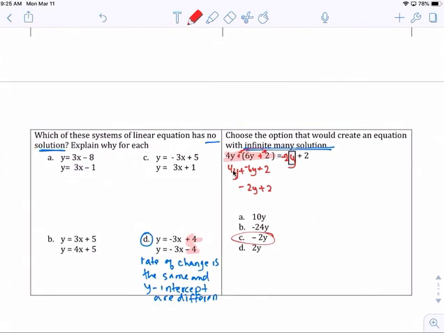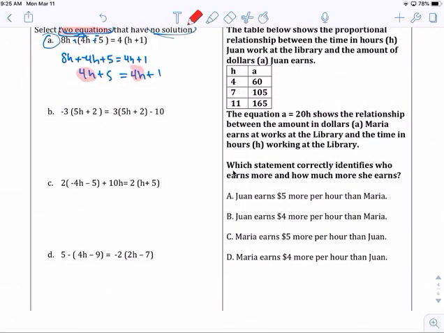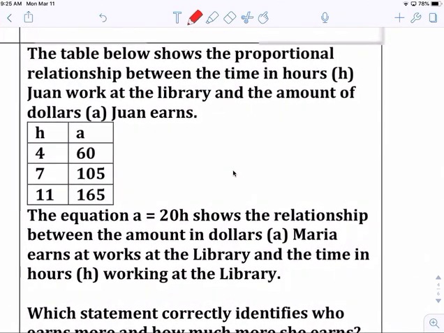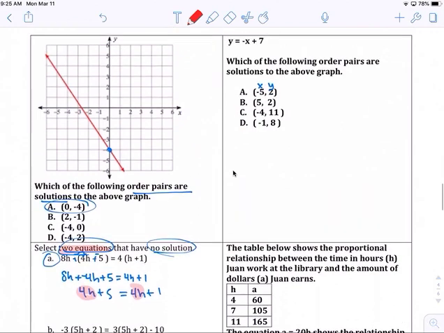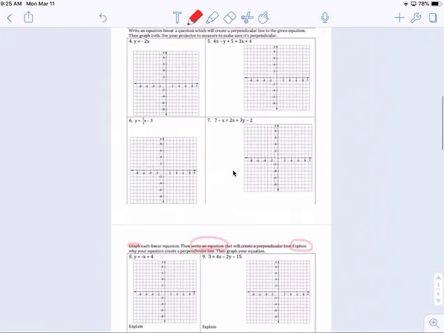It's missing one. All right, going back to here. The table below shows the proportional relationship between time and hours Juan worked in the library. You know what? I'll do this in class if you guys can't get this. So this one I'll do in class. That's important. These two I'll do in class tomorrow. I didn't get to.